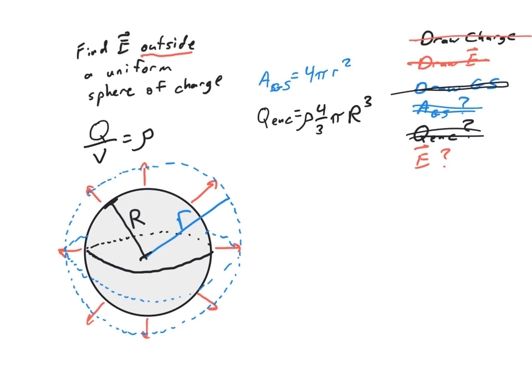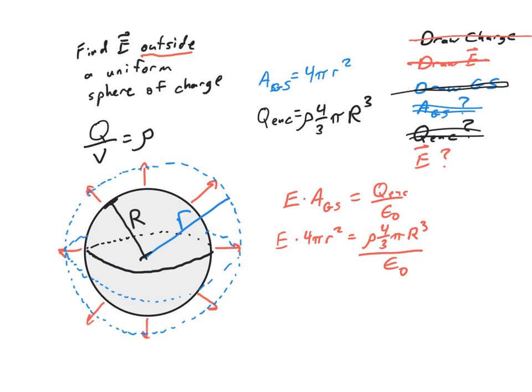Electric field. Gauss's law. Electric field multiplied by the area of the Gaussian surface is equal to Q enclosed divided by epsilon naught. Electric field times the area of the Gaussian surface is 4 pi lowercase r squared. Q enclosed for the whole thing, that would be rho 4/3 pi capital R cubed over epsilon naught.